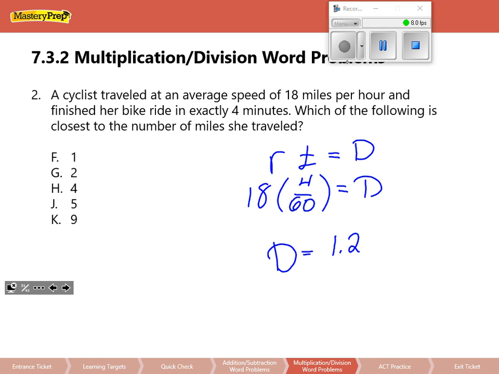Would 1.2 be rounded down or up? What do we think? Down. Because it has to be what to round up? 5 or greater. And that's it. So here it's just referencing back to our rate times time is equal to distance. Any questions on this here?